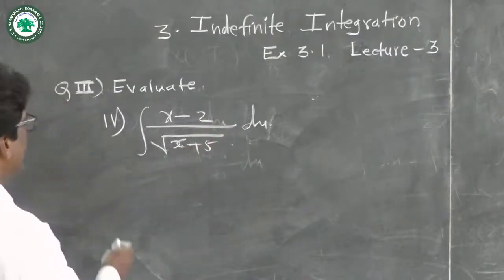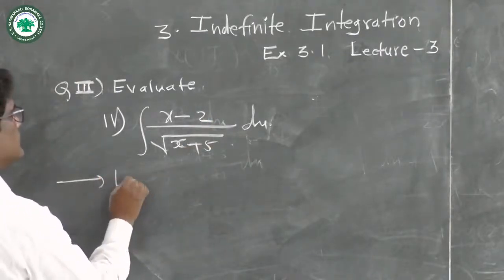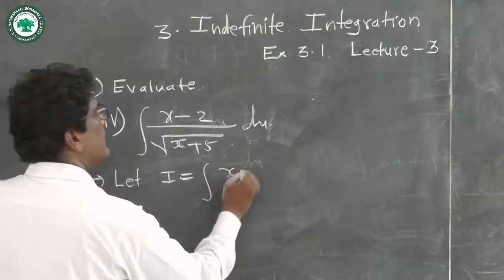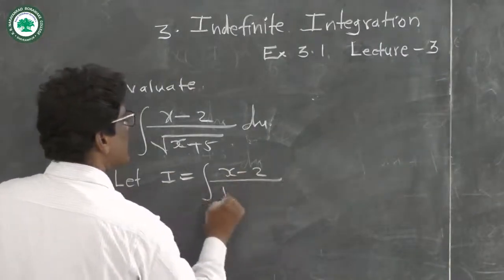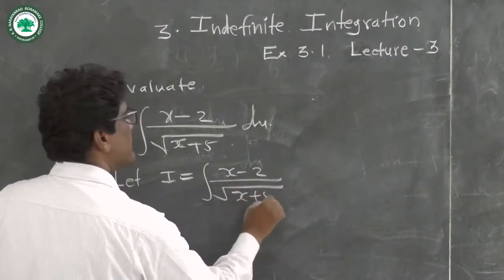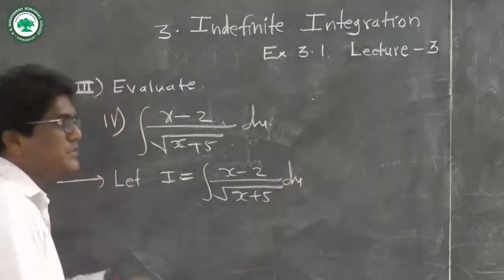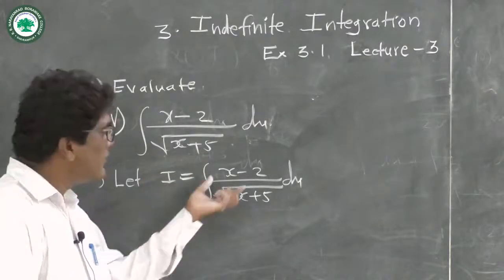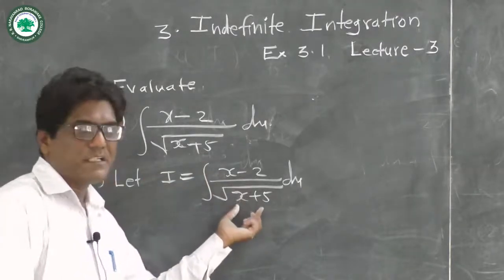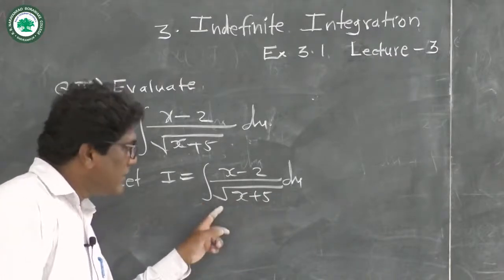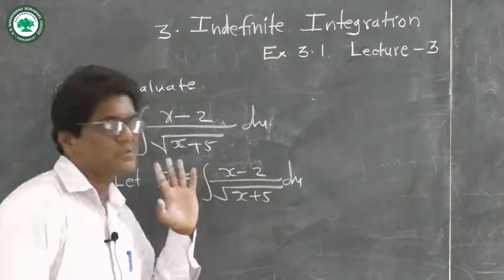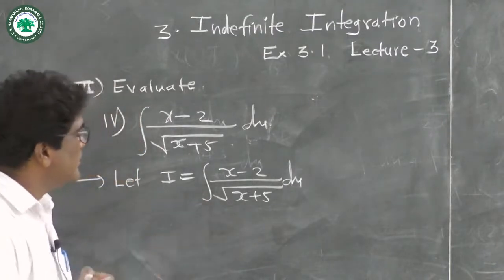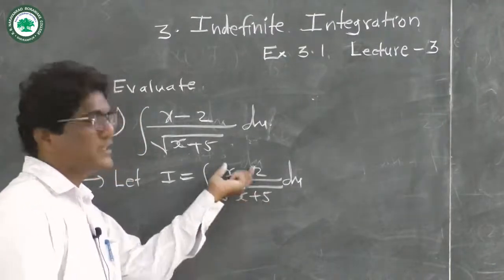So what do we do here? Let I be equal to integration of (x − 2) upon root of (x + 5) dx. We can't use the method of the previous example. We cannot divide x − 2 by x + 5 because the denominator is in a root sign. So how to solve such a type of problem? We adjust x + 5 in the numerator.